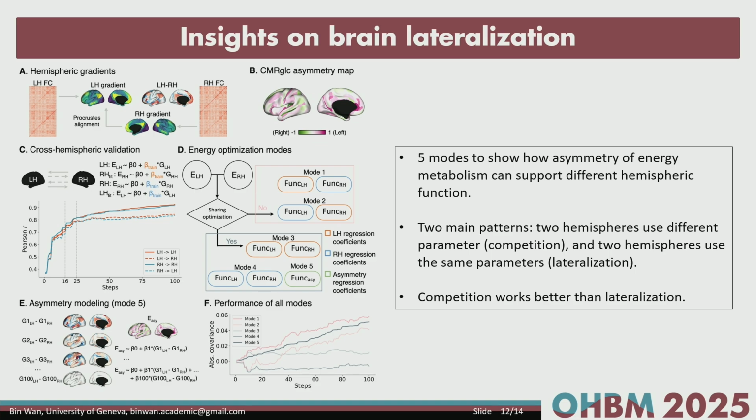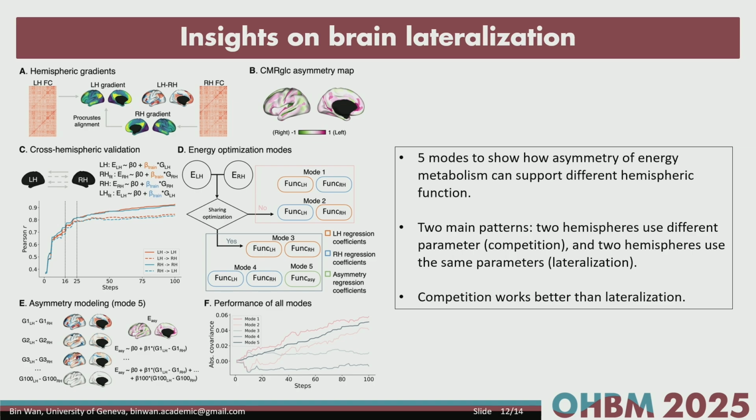And the last result I want to show here, because my PhD thesis is based on brain asymmetry, and this is my fourth project in my PhD, is how brain functional asymmetry relates to brain energy consumption asymmetry, based on the theory that the brain has two hemispheres just to avoid duplication of the neural circuits, so it can display differences between the hemispheres. And here we use the functional gradients asymmetry to fit the glucose asymmetry. We propose several modes here.